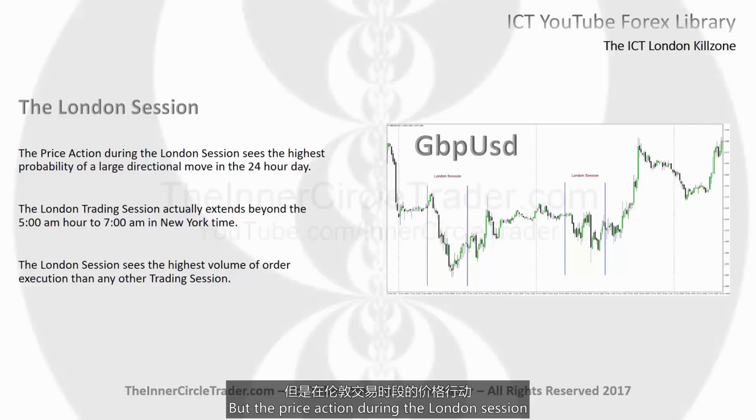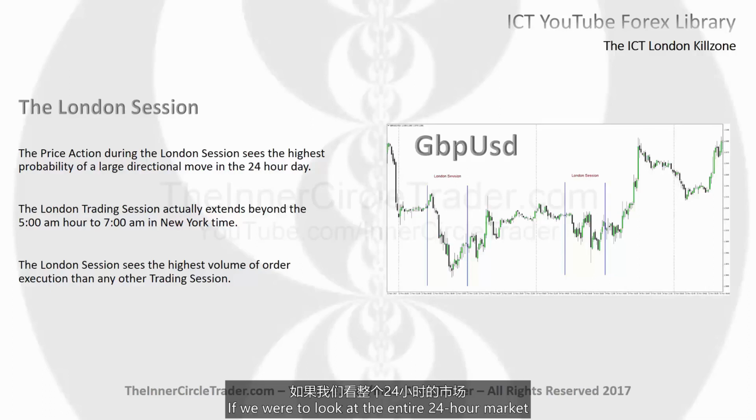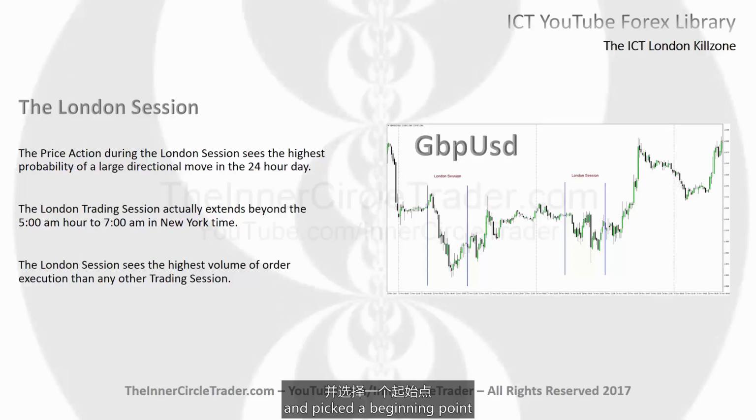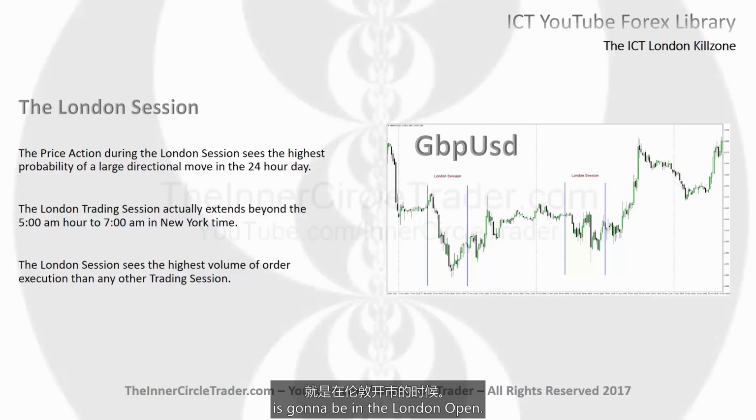But the price action during the London session sees the highest probability of a large directional move in the 24-hour day. So what does that mean? If we were to look at the entire 24-hour market and pick a beginning point and follow it around the entire world, where it began, it'll end. So we have 24 hours of time. If we were to measure the volume, or how much action, in layman's terms, the most bang for your buck is going to be in the London Open.